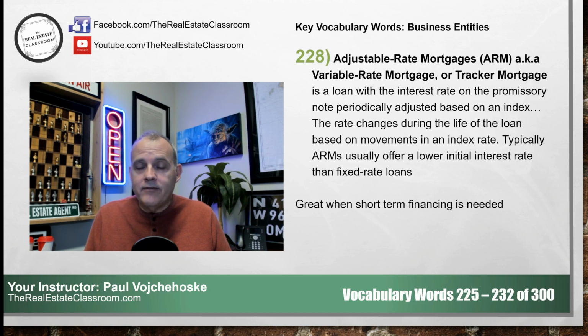That varies with investor, but it does adjust periodically, and that periodic time frame can be a 1 year, a 3 year, a 5 year, a 7 year. It just depends on the loan product that you're buying.